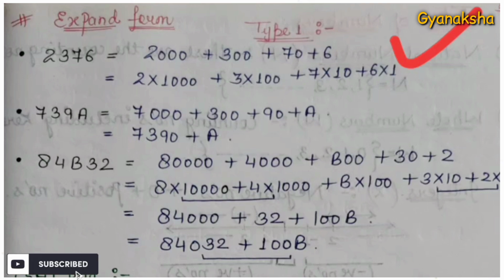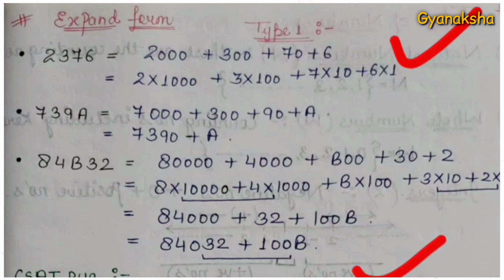Another question you can see, 84B32 is written. B is at the position of 100. So we can say 84,000 plus B times 100 plus 30 plus 2. When you solve the like terms together, you will get 84,032 plus 100 times B.